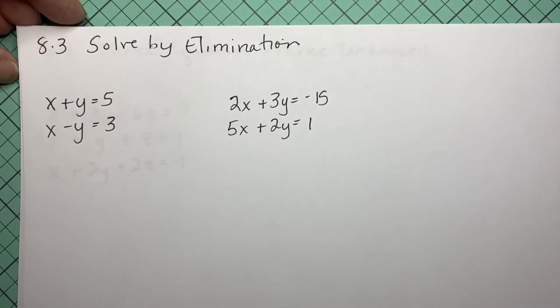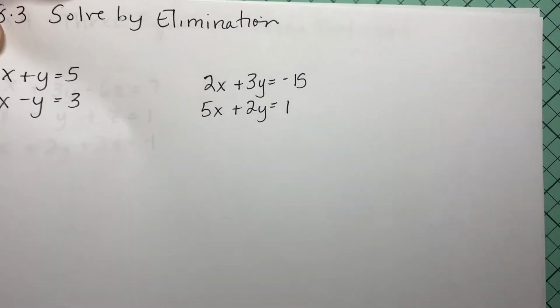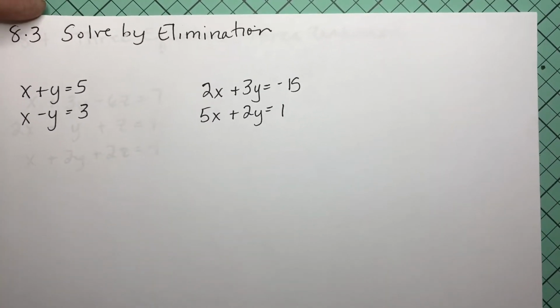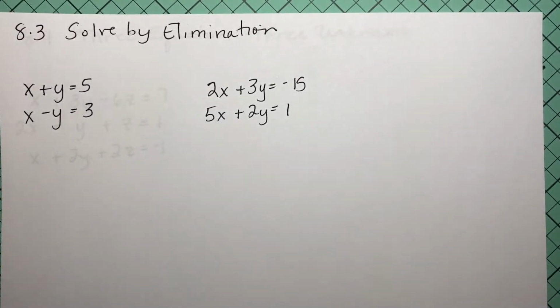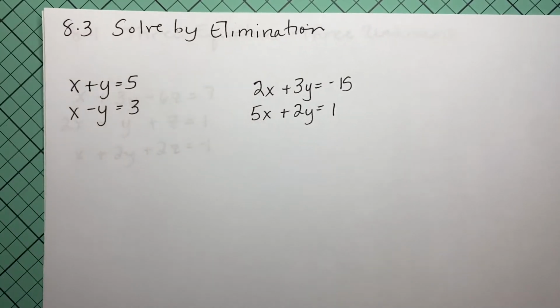And on your test, you'll have one that does say solve by graphing. That one you have to graph. But the other two will just say solve the system. And you can either use substitution or elimination, whichever one you prefer. So let's look at this first one.